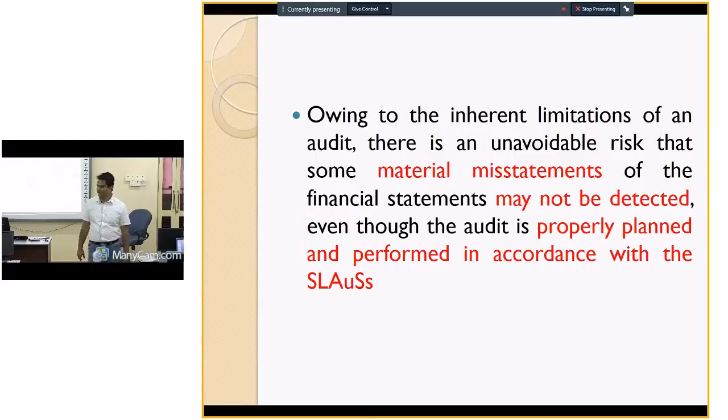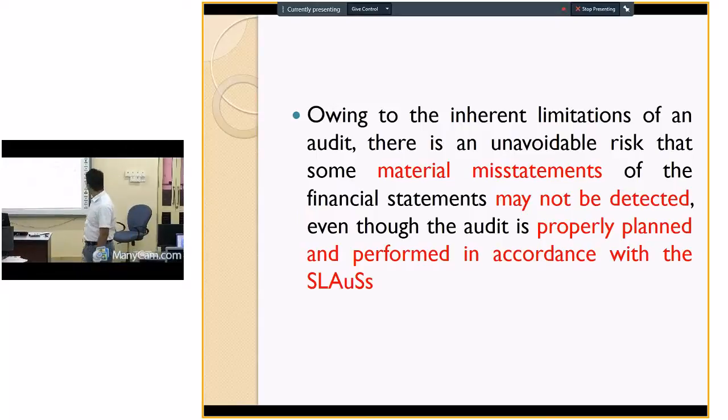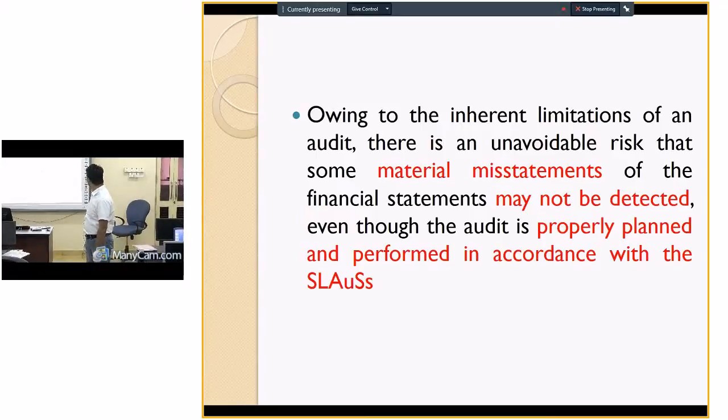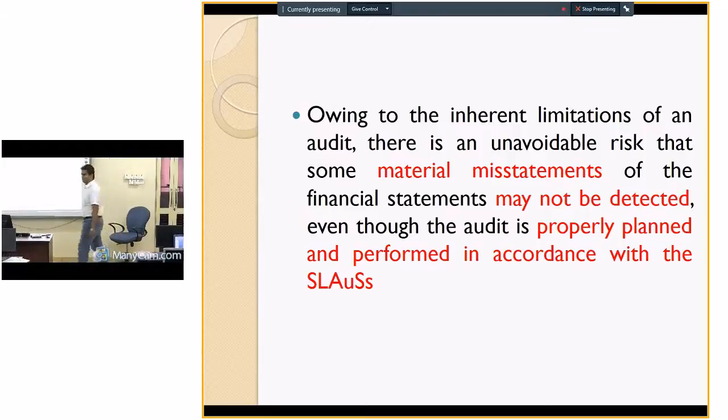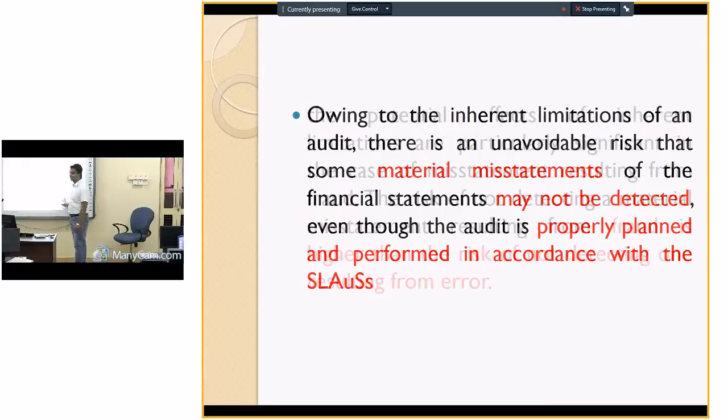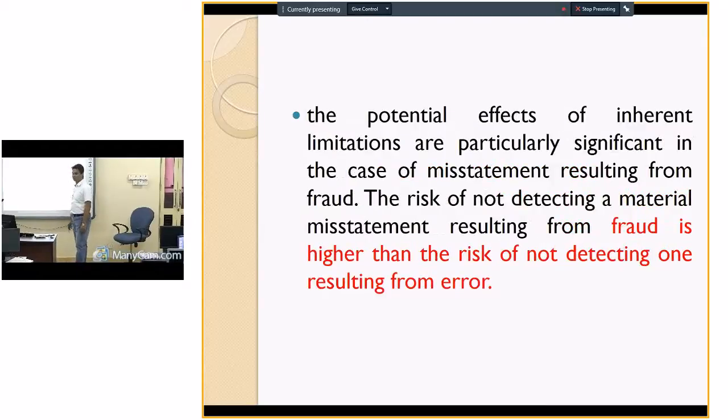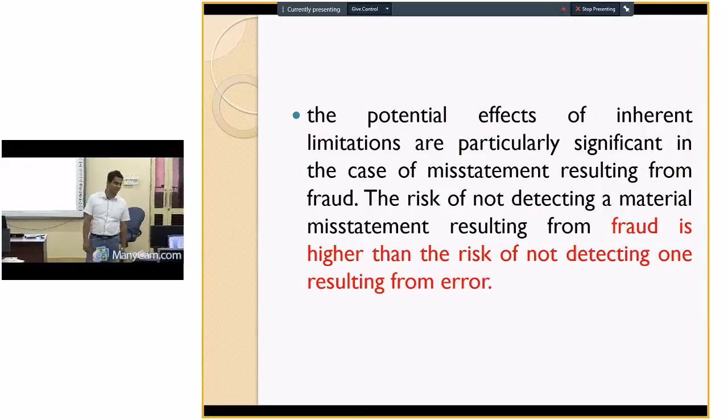This is again an important point. Owing to the inherent limitations of an audit, there is an unavoidable risk that some material misstatements of the financial statements may not be detected, even though the audit is properly planned and performed in accordance with the SLASSs. Right? There is a probability of that as well because of the inherent limitations of an audit, as well as fraudsters being smarter than the auditors in some cases.